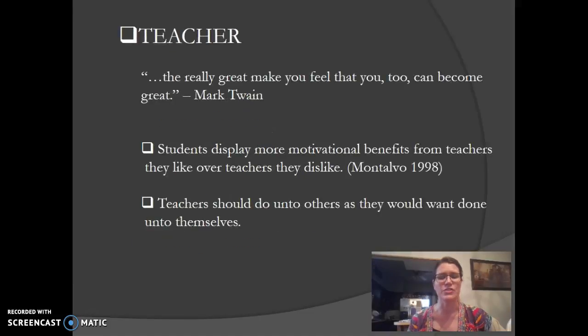The second is the teacher. Mark Twain said, "The really great make you feel that you too can become great." The students display more motivational benefits from teachers they like over teachers they dislike. Montevideo in 1998 said that. That's also located in the article. And teachers should do unto others as they would want done unto themselves.